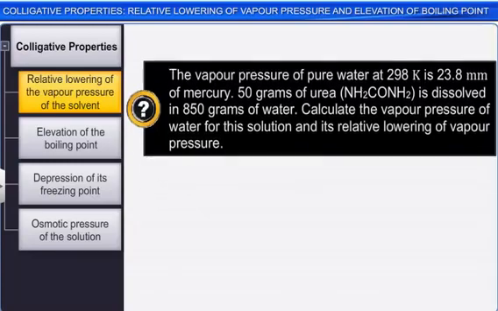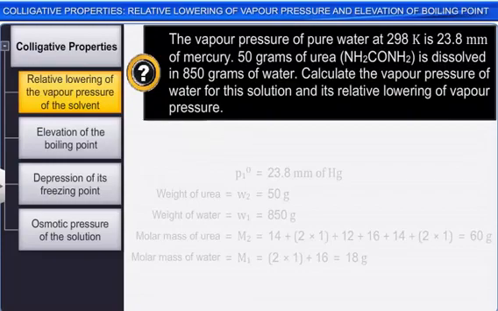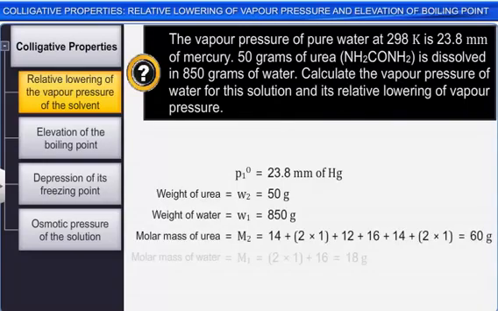The first step is to list the given variables. P1° is equal to 23.8 mm. Weight of urea, W2, is equal to 50 grams. Weight of water, W1, is equal to 850 grams. Molar mass of urea, M2, is equal to 60 grams per mole. Molar mass of water is equal to 18 grams per mole.